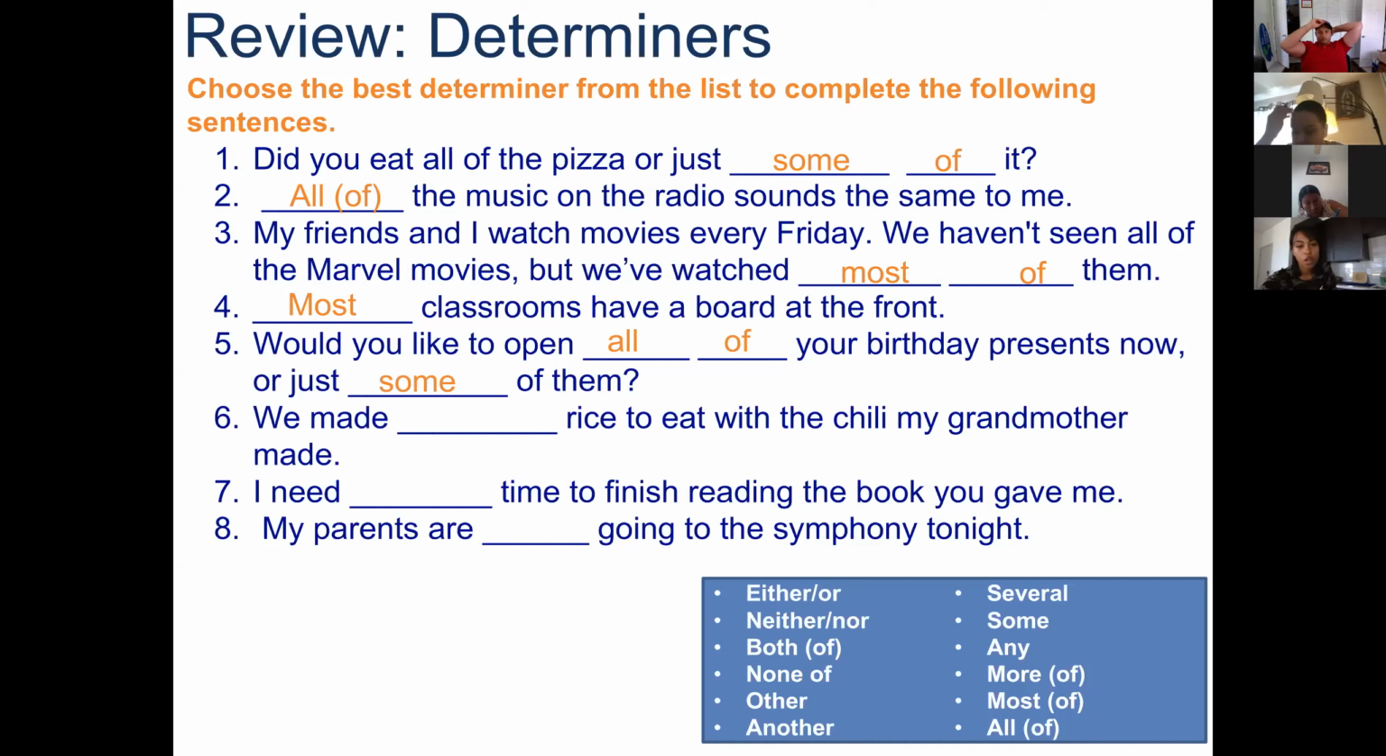We made some rice to eat with the chili my grandmother made. Good. I need some time to finish reading the book you gave me. I need some more time, or I need more time?